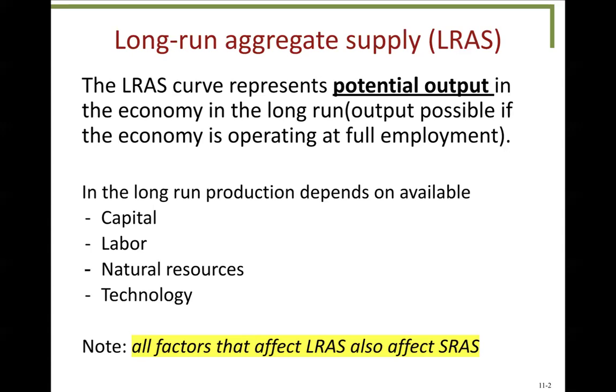The long run aggregate supply curve represents potential output in the economy in the long run. Now, this means output possible if the economy is operating at full employment. So, in the long run, production depends on available capital, labor, natural resources, and technology. These are the non-price determinants of long-run aggregate supply, which means these inputs affect the supply curve for the long run. Note that all factors that affect the long-run aggregate supply curve also affect the short-run aggregate supply curve, which we will get to in a moment. So these four factors affect it.